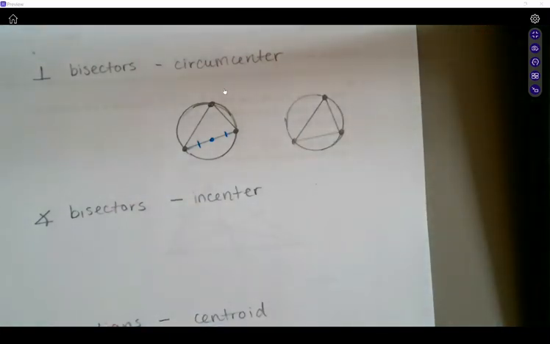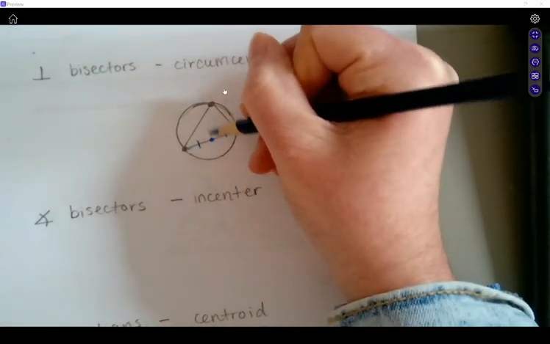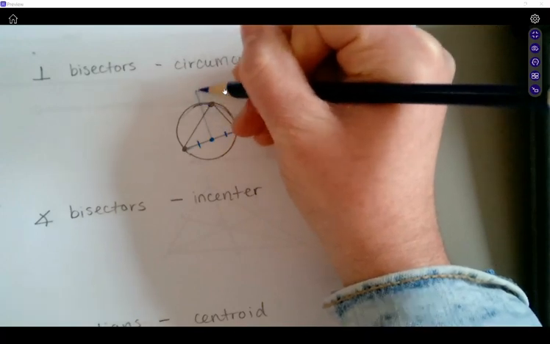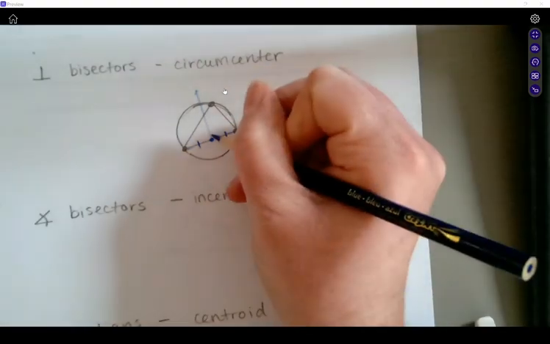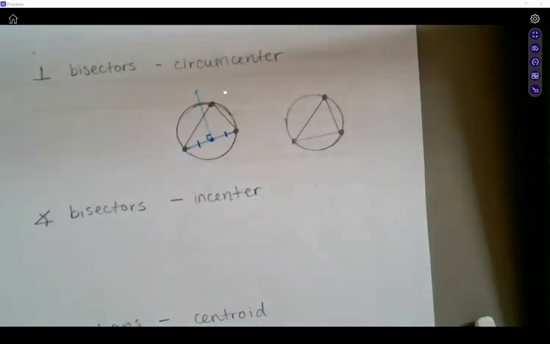Now we have perpendicular bisectors. So we've got that bisecting nature. I'm going to go ahead and just eyeball a perpendicular ray coming out of that side. So I just guesstimated it. I just tried my best to make it 90 degrees. We're not actually doing true constructions here. And I'm going to draw a right angle. Okay.